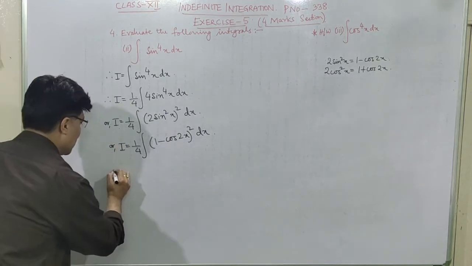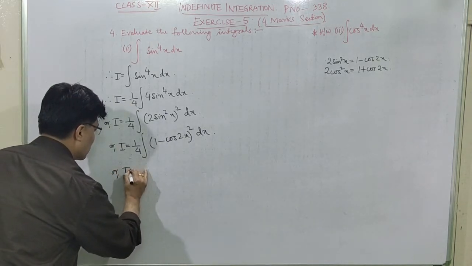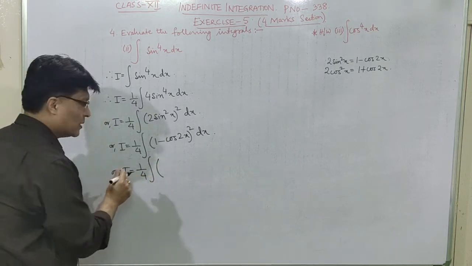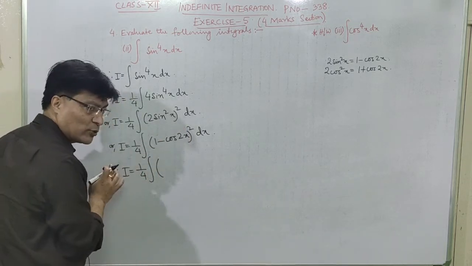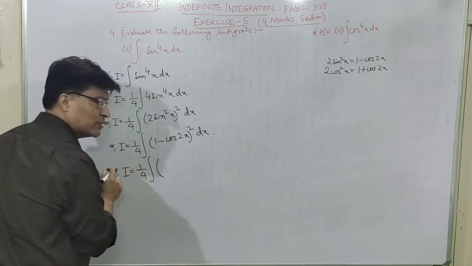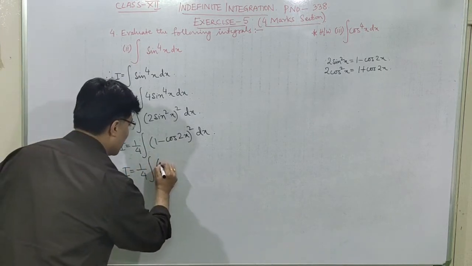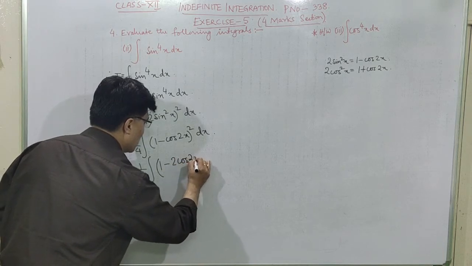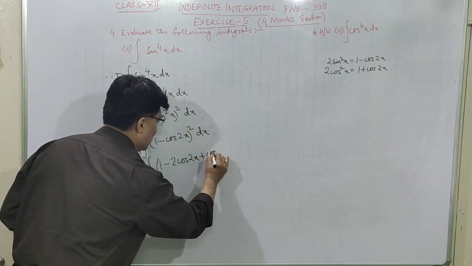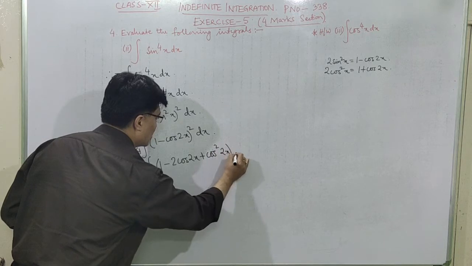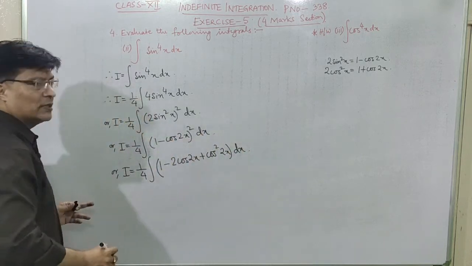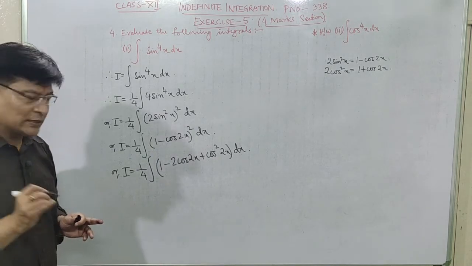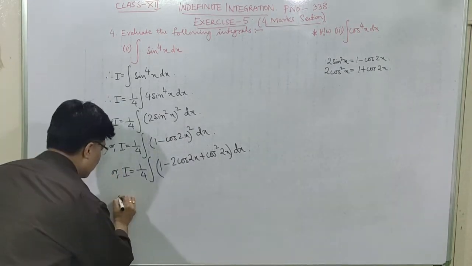Okay, so let us use the formula a minus b whole square. So this is 1/4 integration of, within bracket, a minus b whole square. Here a is 1 and b is cos 2x. So what is the formula? a square is 1, minus, what is twice ab? It is 2 cos 2x, plus what is b square? It is cos square 2x, bracket closed, dx. So I think you have understood it. So let us separate them.